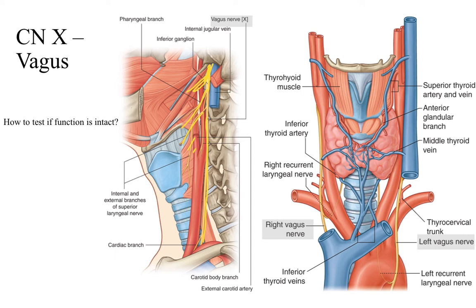So here is another part of it. You see the right vagus nerve as well as the left vagus nerve going down the sides of the neck and over the major blood vessels coming out of the heart.